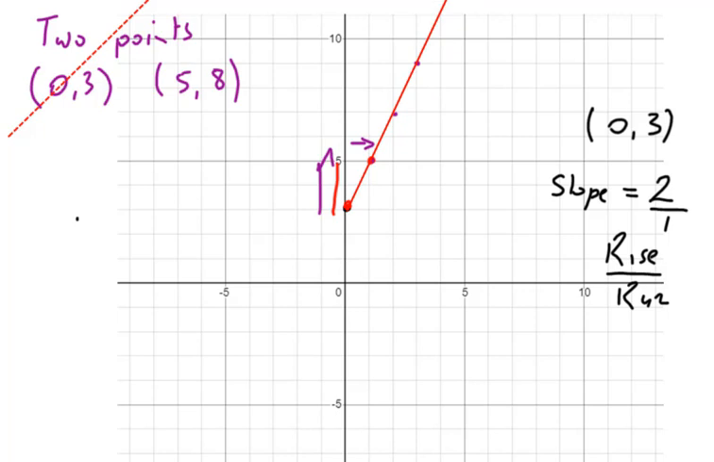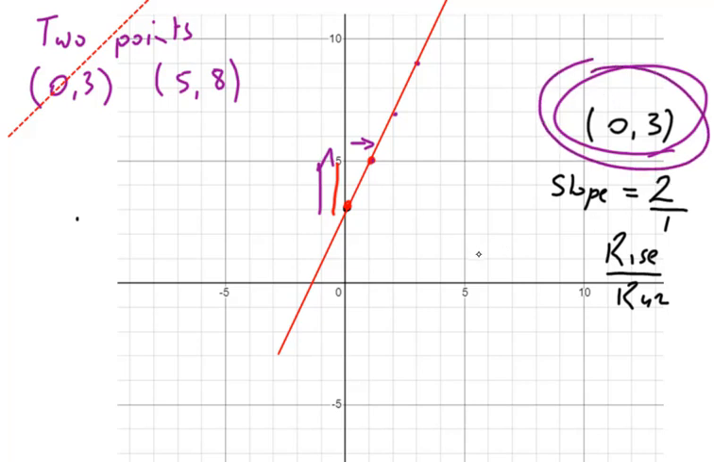Now what we're doing today is using this fact here: it passes through a particular point. In this case, it happened to be the y-intercept. So if we know what the intercept on the y-axis is, and we know what the slope is, we're going to be able to sketch the line. We're also going to be able to come up with the equation of the line.